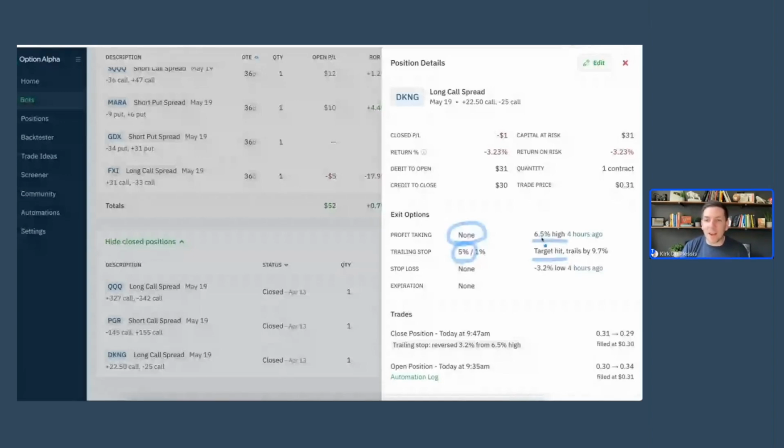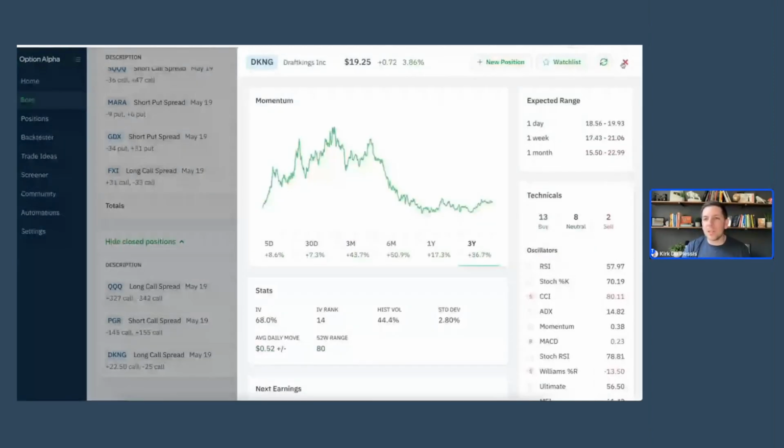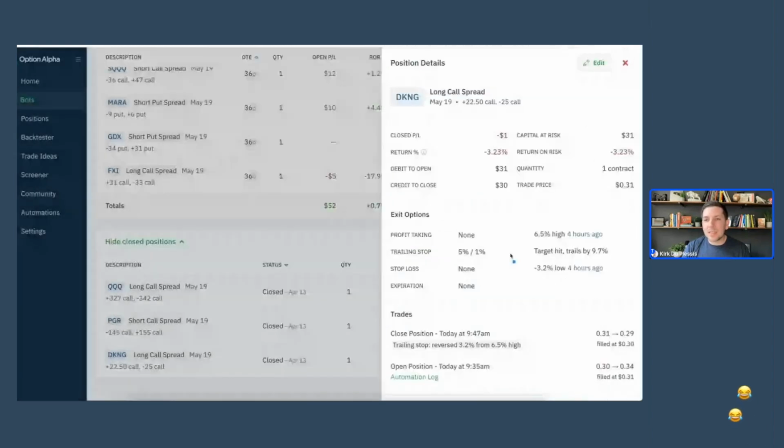6.5% was the high. So that, of course, was above the 5% target that got hit. And we said trail it by 1%. Now, this is the reason that I added these crazy ones in here. I don't even know what this one is. Is this DraftKings? The reason I added this one is because sometimes, even though you have a 1% trail, this is a very specific example I wanted to make sure we had in here.